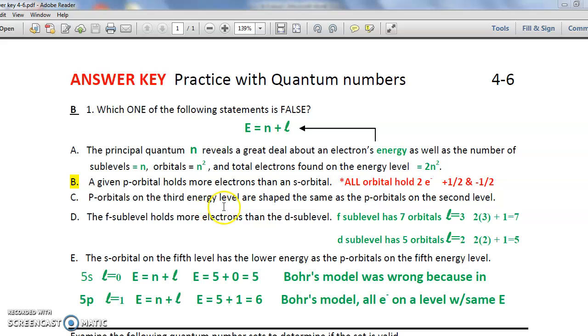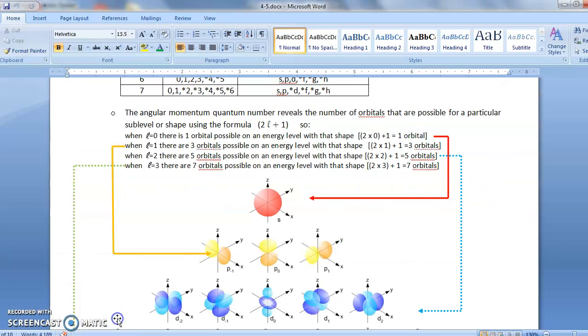Letter C, p orbitals on the third level are shaped the same as the p orbitals on the second? Absolutely. All p orbitals have those shapes we were just talking about. All p orbitals have this dumbbell or hamburger bun shape. The only thing that makes them different is the orientation of the p orbitals. One's along the x, one's along the z, the other's along the y. They have the same shape, and on a given energy level, they have the same energy.